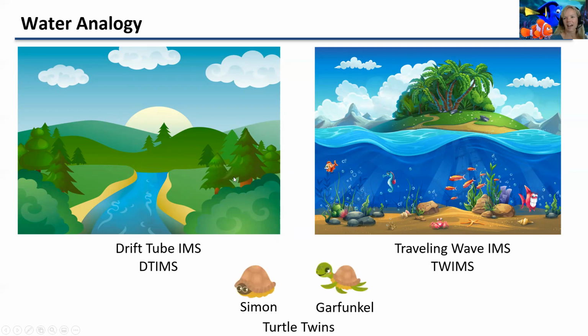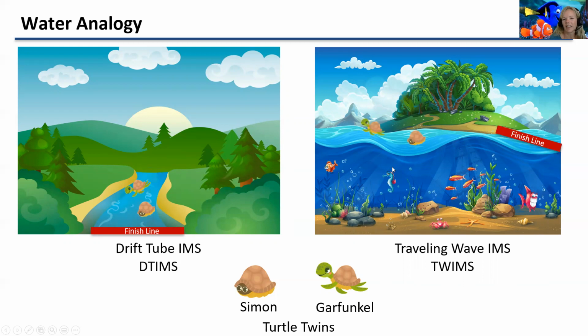We're also going to have some help from our friends, the turtle twins, Simon and Garfunkel, where they are both the same mass, but Simon wants to go down in a more compact cross section or size than Garfunkel. So if we send Simon and Garfunkel down this water, where the water is very uniform and it's kind of mimicking our electric field, and our buffer gas is basically the atmospheric gas, we can see that Simon makes it to the finish line before Garfunkel does.